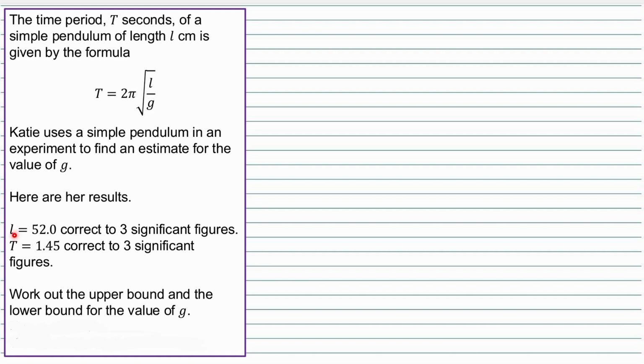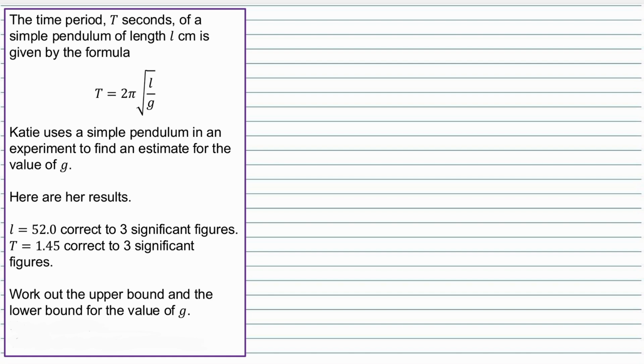And we have these results. L is 52.0, correct to 3 significant figures, and T is 1.45, again, correct to 3 significant figures. We need to work out the upper bound and the lower bound for the value of g. So we can begin this by working out the upper and lower bound for each of these measurements. Do you want to give that a go yourself and then come back when you're ready?